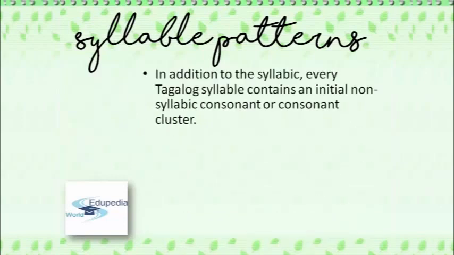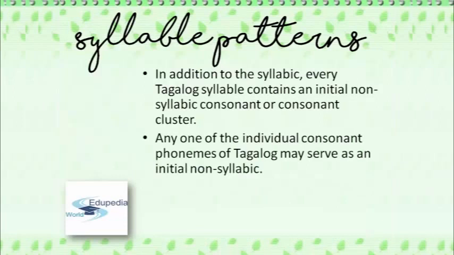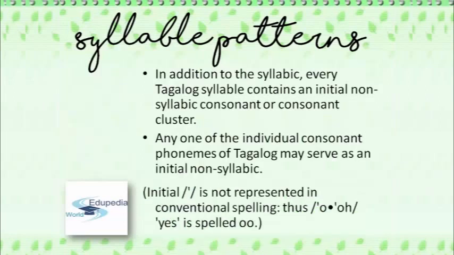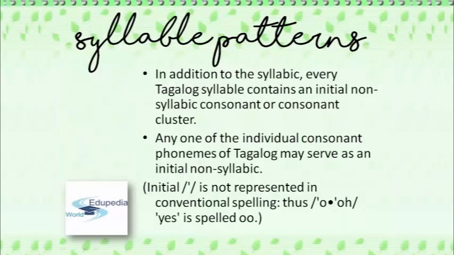In addition to the syllabic, every Tagalog syllable contains an initial non-syllabic consonant or consonant cluster. Any one of the individual consonant phonemes of Tagalog may serve as an initial non-syllabic. We have here the initial glottal stop. This one is not represented in conventional spelling. Thus, oo, yes, it is spelled as double O. So, oo, that is for yes.